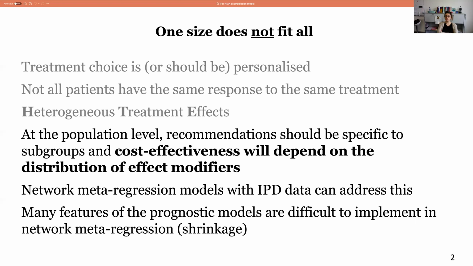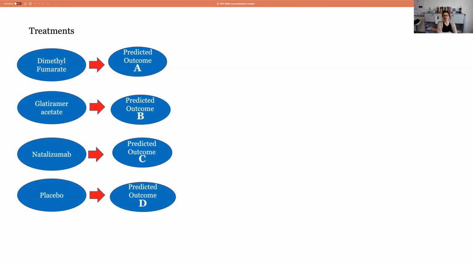And many features of the prognostic models are very difficult to implement in the network meta-regression setting. Most network meta-regressions are fitted within a Bayesian framework, and then accounting for missing patient-level covariates, for example, or using shrinkage is possible, but not many methods exist, particularly for shrinkage. And so we will take another route that I will show you now.